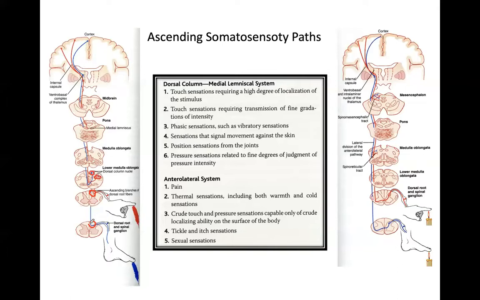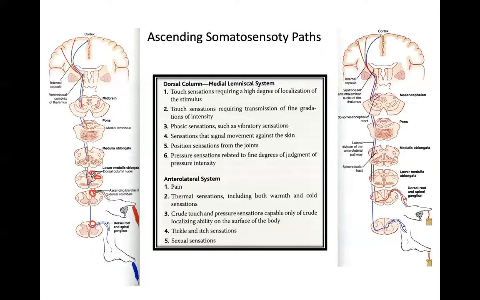Okay, so two types of fibers. From the lower part of the body they go to gracile nucleus, and from upper part of the body they go to cuneate nucleus. So the first order neuron ends there. Okay, this is the end of first order neuron. The second order neuron begins from there at the lower border of the medulla.